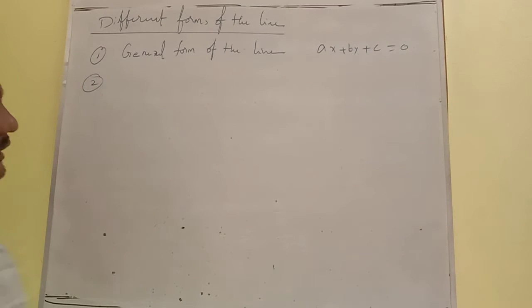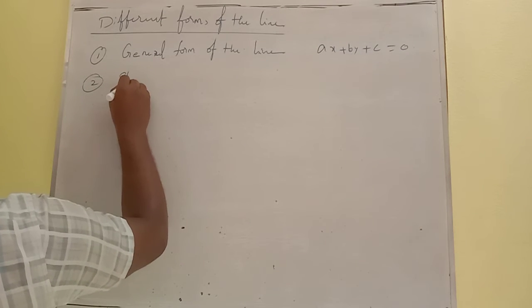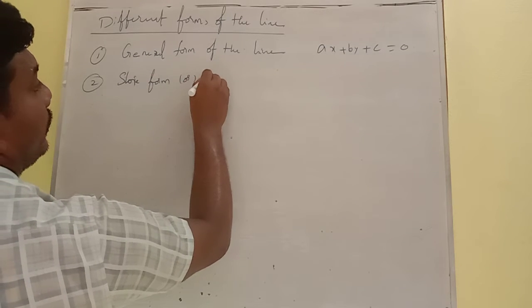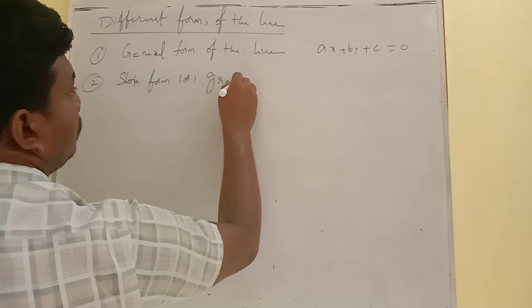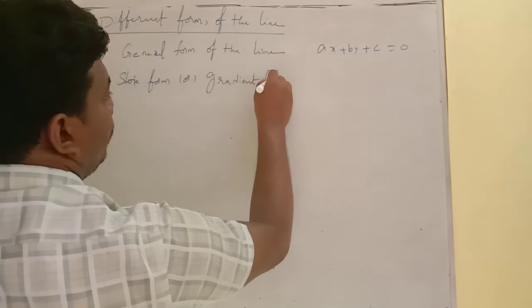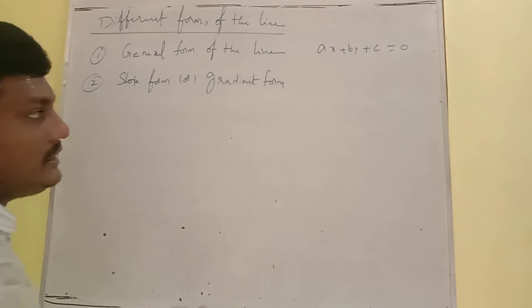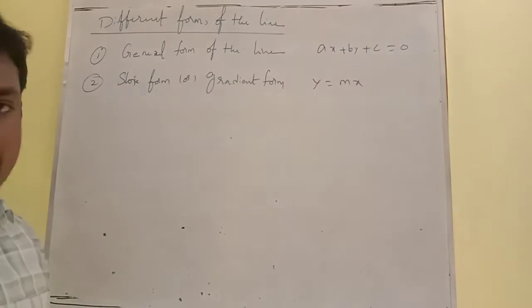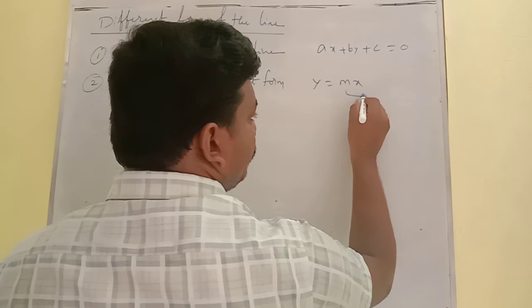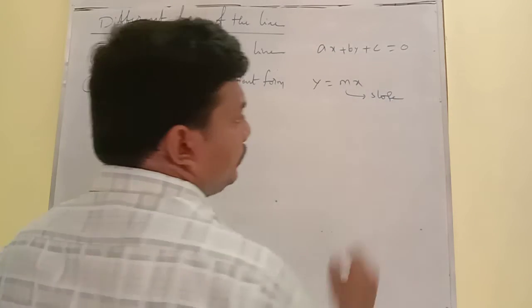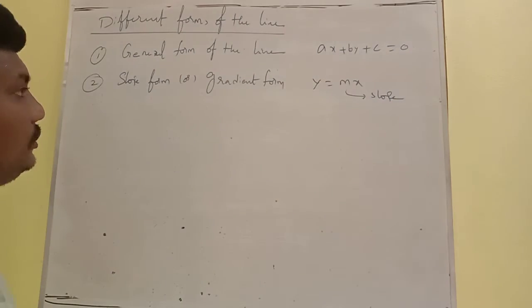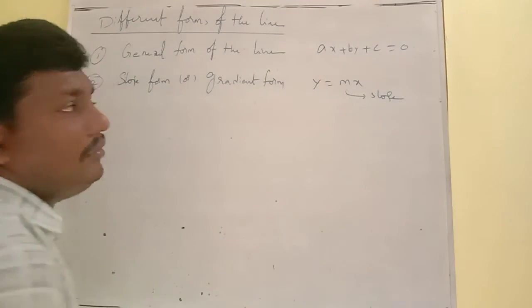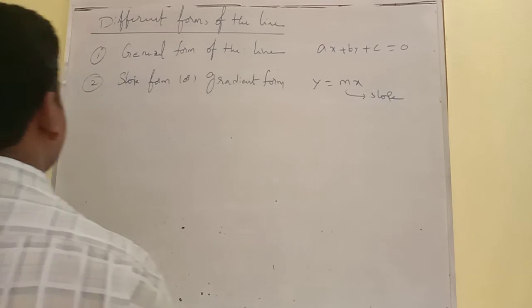Then the second one is slope form or gradient form. The gradient form of a line is y is equal to mx, where m is called slope. So this is called gradient form. This is also a line equation, but it is in the form of gradient form.